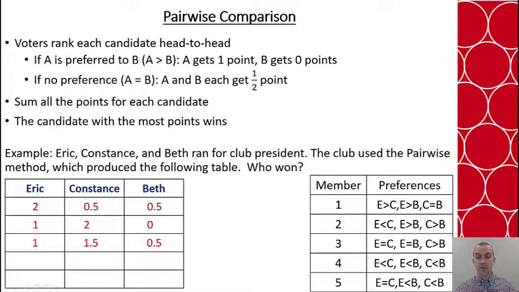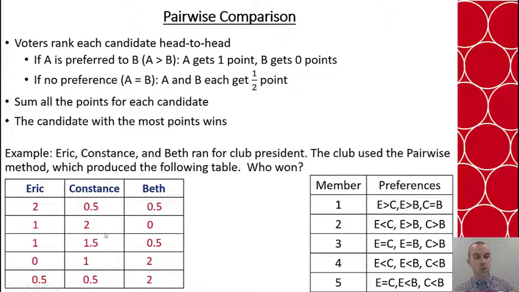For the fourth person, Eric gets 0 points against Constance and 0 points against Beth, so he gets 0 points from member 4. Constance gets 1 point for beating out Eric, but 0 points against Beth, and then Beth gets 2 points for beating them both. And lastly, Eric gets half a point for being equal to Constance, but 0 for Beth, so he gets a total of half a point from member 5. Constance gets half a point for being equal to Eric, but nothing for Beth, so she gets half a point. And then Beth beat both of them, so she gets a point for each, and that's 2 total points.